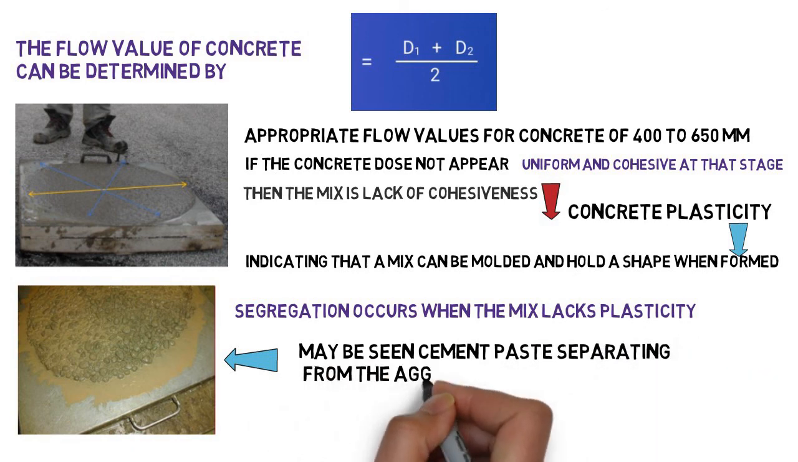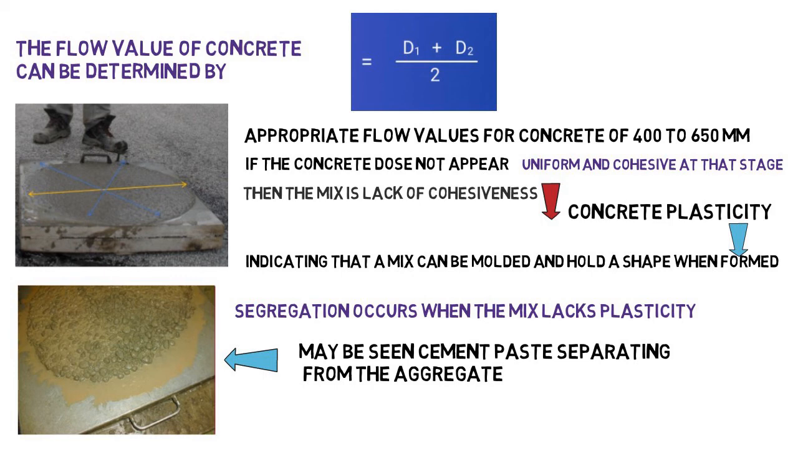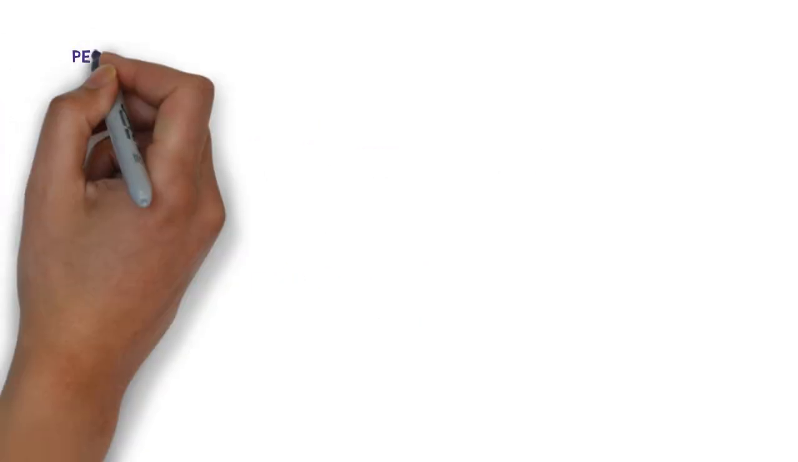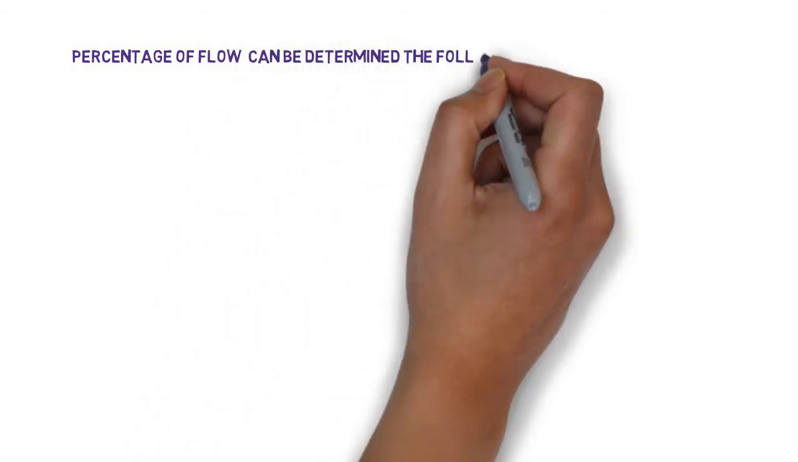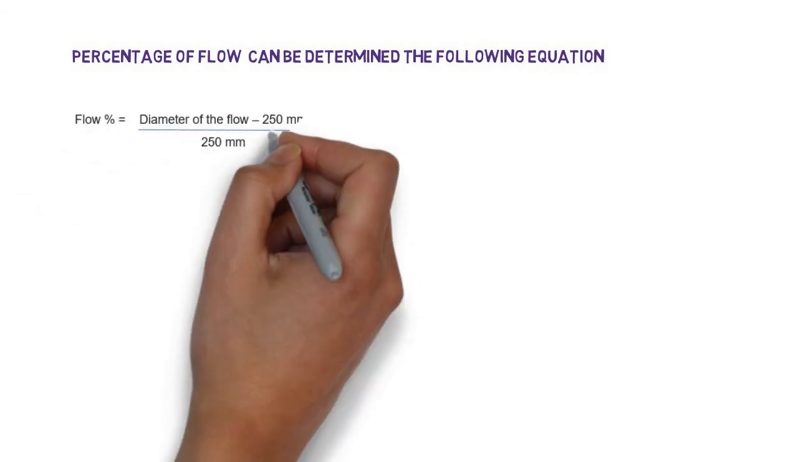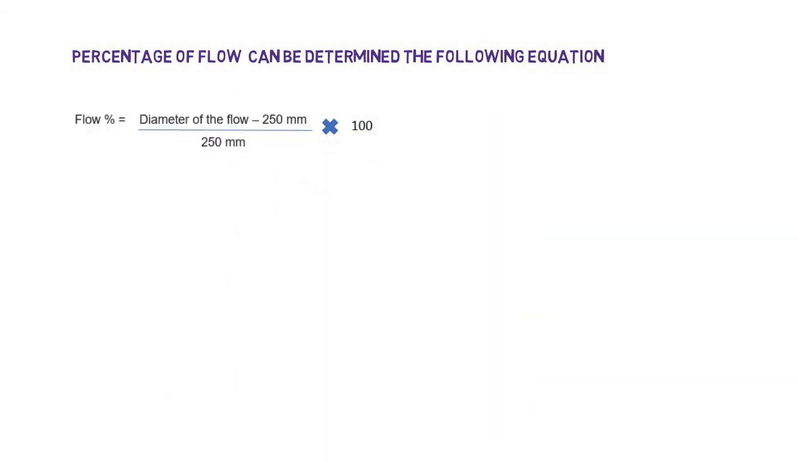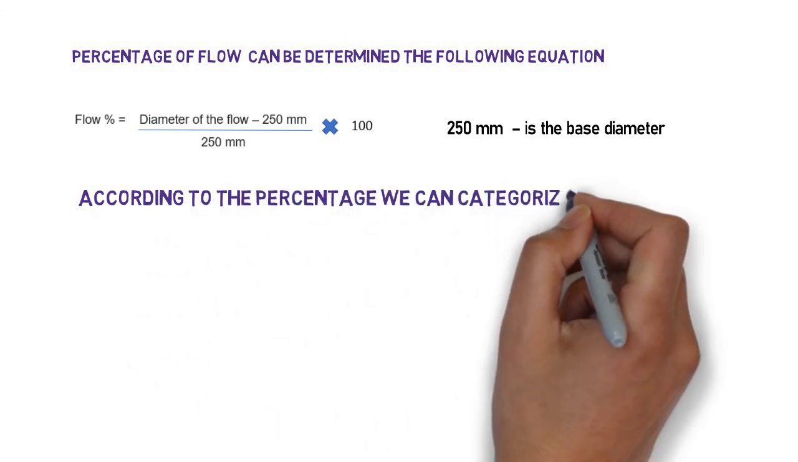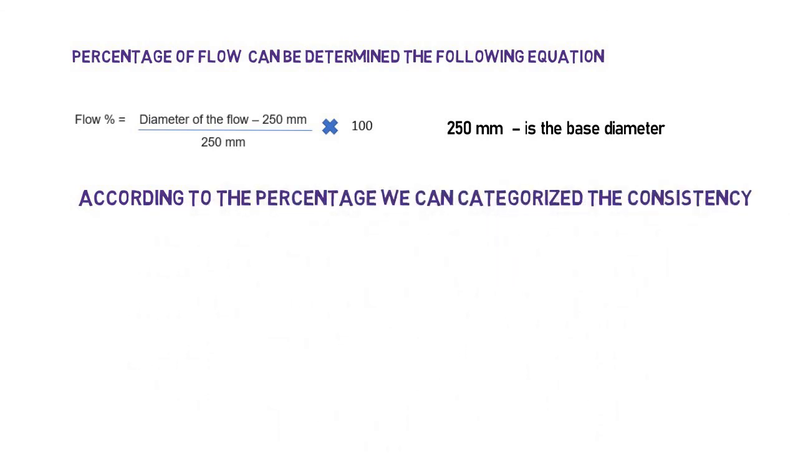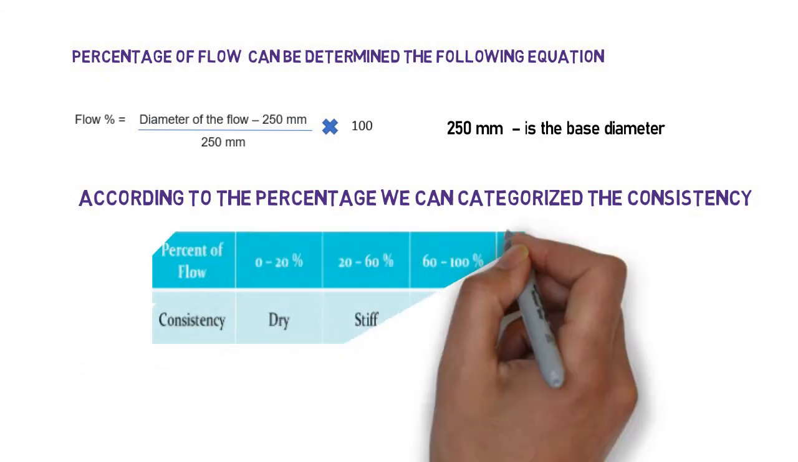So, when we can see cement paste separating from the aggregate, the concrete has segregation, it's not good for construction. Percentage of flow can be determined using the following equation. According to the percentage, we can categorize the consistency as below.